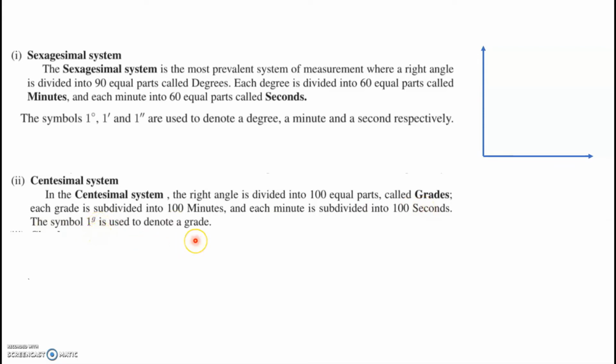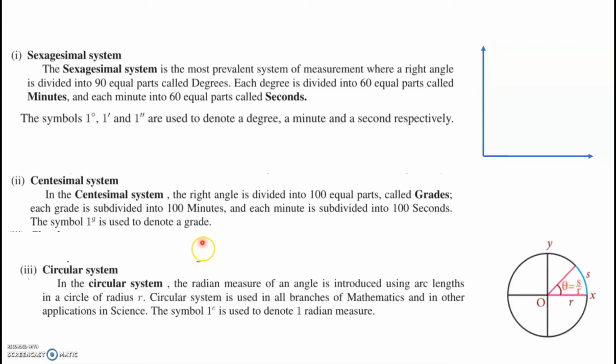The next one is also a very widely used measure, which we will look at in more detail in further chapters. But for now, just as an introduction, this is called the circular system. In the circular system, you consider a full circle of 360 degrees and you look at it as one circle. Then you take the radius of the circle and place the radius on the arc of the circle, and the arc that is equal to one length of a radius, you call 1 radian.